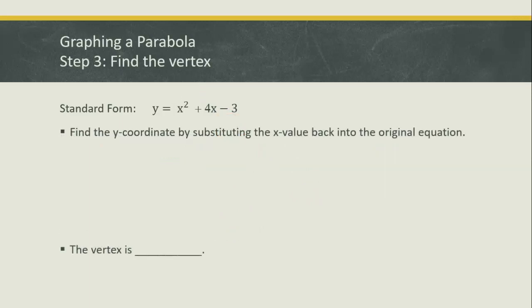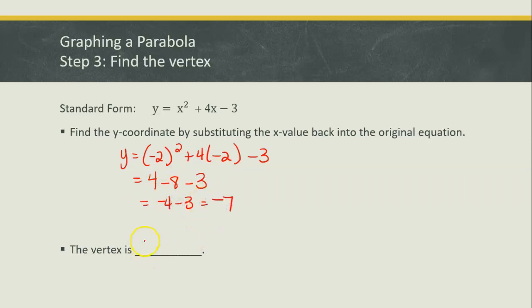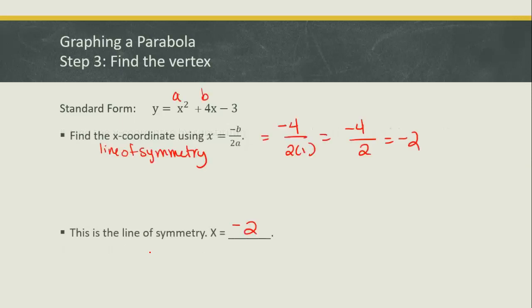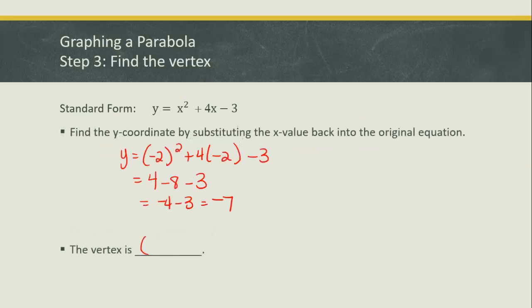And then we find our y-coordinate for that by substituting the x value back into the original equation. So it's negative 2 squared plus 4 times negative 2 minus 3. Negative 2 times negative 2 is positive 4. 4 times negative 2 is negative 8 minus 3. So 4 minus 8 is negative 4. Negative 4 minus 3 is negative 7. So the vertex comes from our x value, which was negative 2, and so our y value is negative 7.